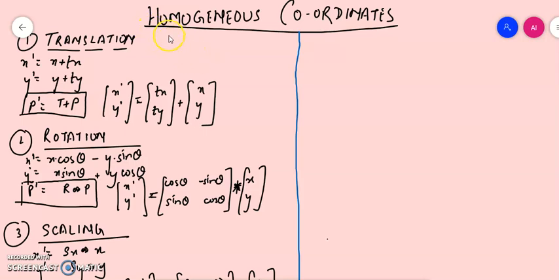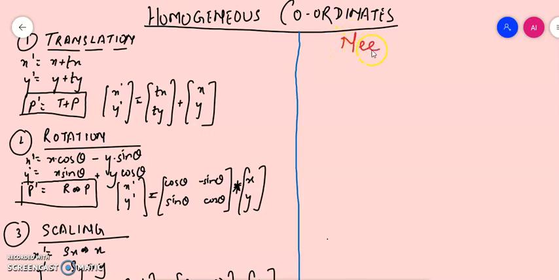In this video, we are going to see what is the use and the need of homogeneous coordinates when I'm talking about 2D transformations. In our previous sessions, we have seen translation, rotation, and scaling with their respective formulas and the matrices that we have derived for the three transformations. Now, what is the need for homogeneous coordinate?